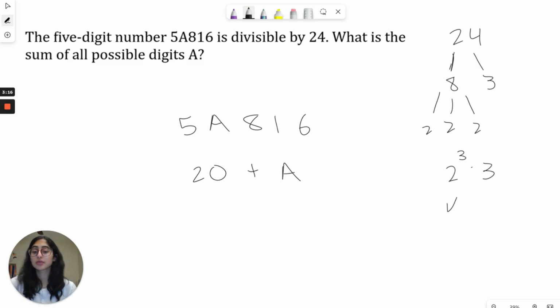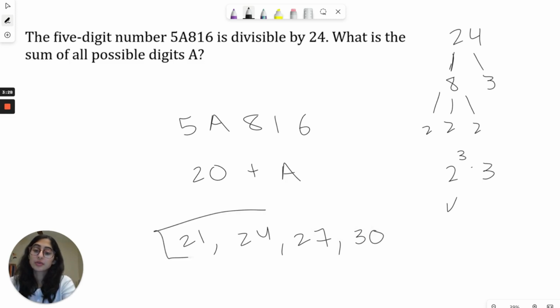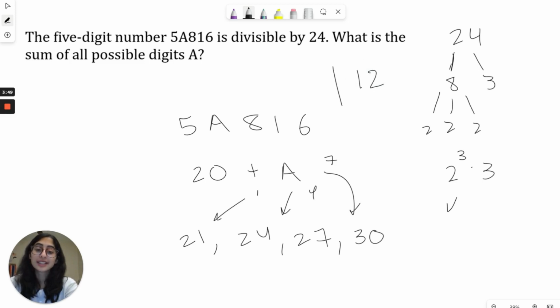Looking at the multiples of 3 that are greater than 20, we have 21, 24, 27, and 30, but we can't get to 30 because A can't be 10. So these are the 3 numbers we can get to with A being a digit. A would have to be either 1 to get to 21, 4 to get to 24, or 7 to get to 27. So 1 plus 4 plus 7 is 12, and so the sum of all possible digits of A is going to be 12.